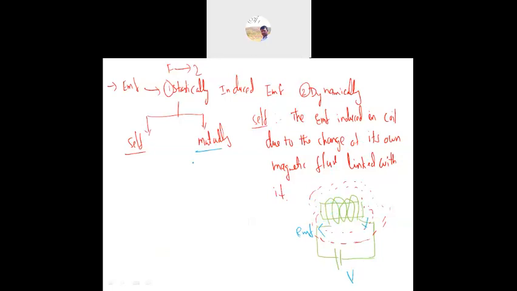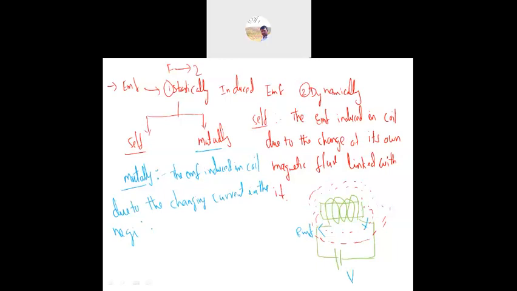Next we'll talk about the mutually induced EMF. In the mutually induced EMF, the EMF is induced in a coil due to the changing current in the neighboring coil.